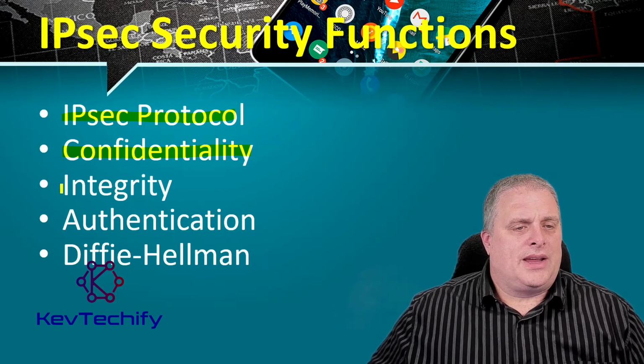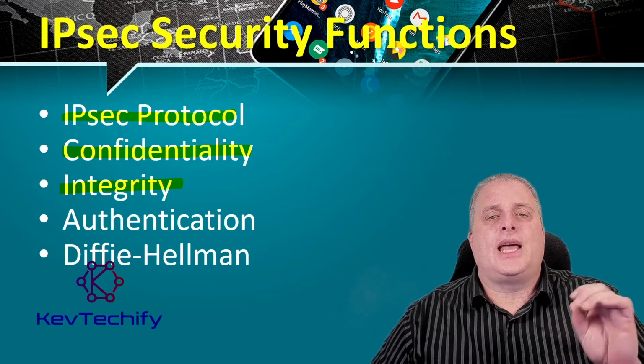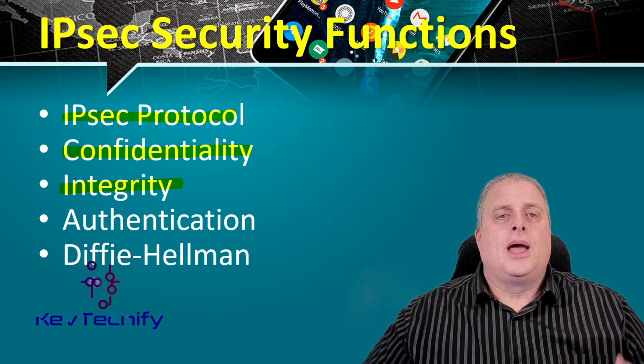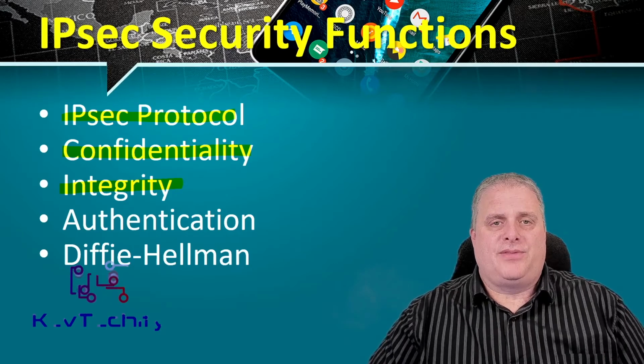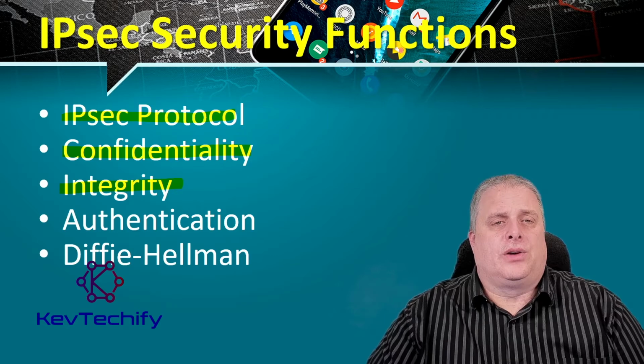We also have integrity. This ensures that data arrives unchanged at the destination using a hash algorithm, something like Message Digest 5, so MD5, or SHA, Secure Hash Algorithm.